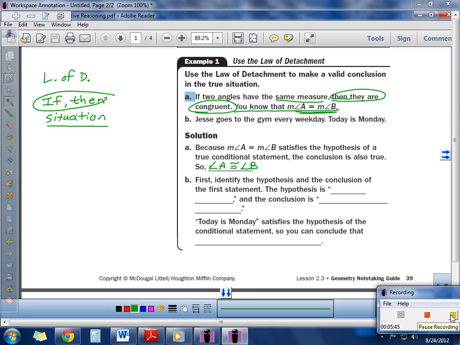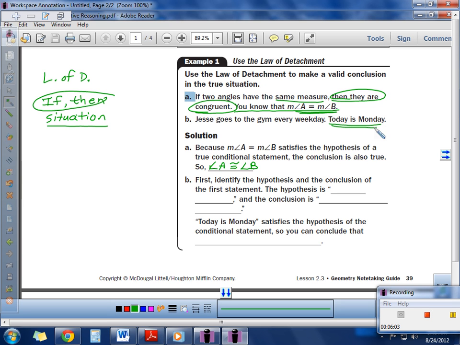Once again, this little symbol is the congruent symbol. It has an equals with a tilde over it. Part B. Once again, they gave a conditional statement. This one doesn't have if-then, but that's okay. So they give a conditional statement and then a little situation.